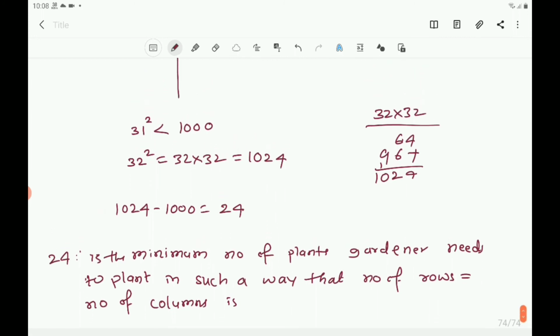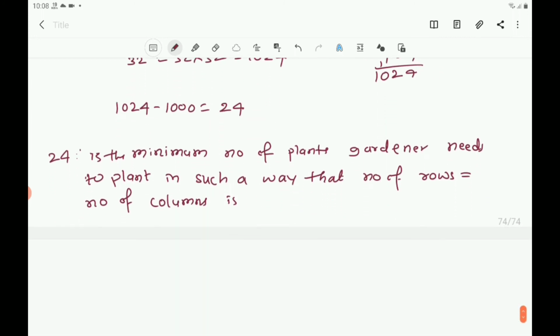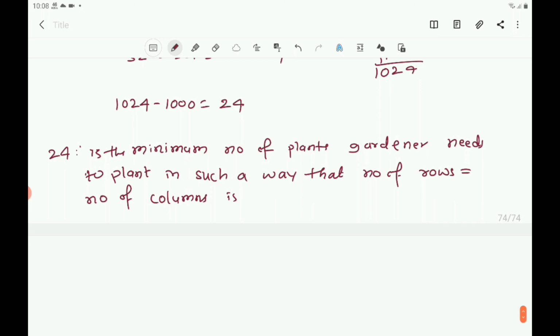And you know that then the number of plants in each row and each column becomes 32. That is, number of rows equals 32, number of columns equals 32.